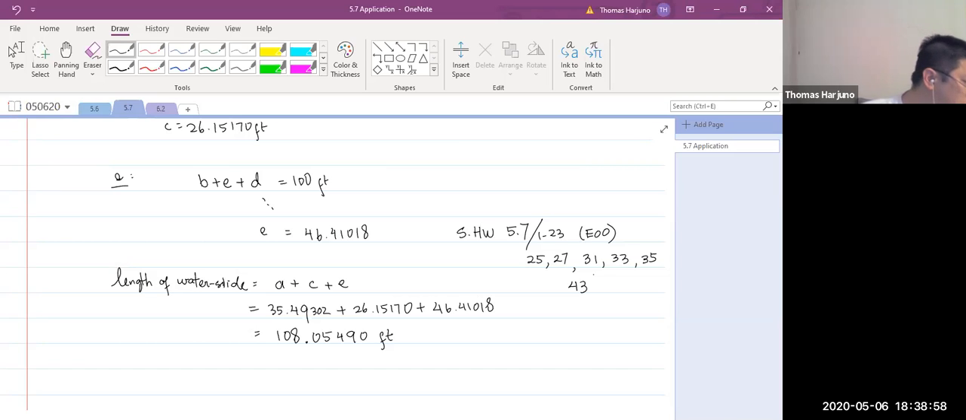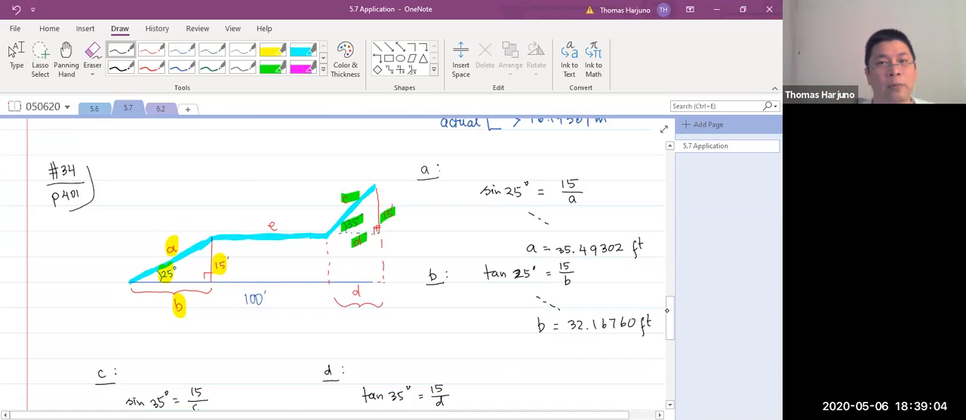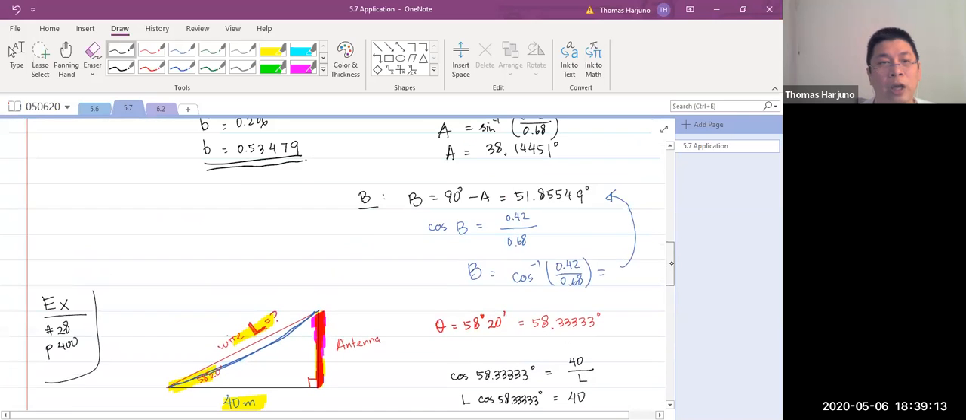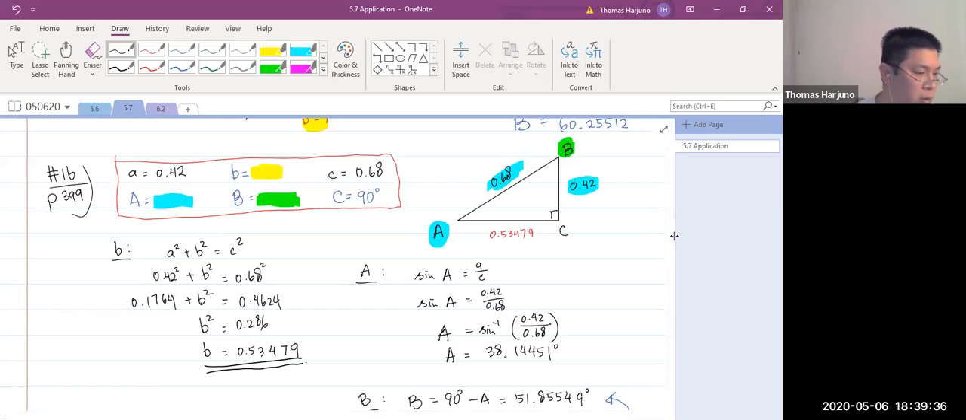Again, this part will be in your test, but I don't think I will ask a question like number 34. That's way too complicated. I tend to ask questions like number 28, or number 16. The simple one, only one right triangle thing. When it gets complicated, we will use something called law of sine, law of cosine in future. But for now, I just need you to know how to apply this right triangle situation.